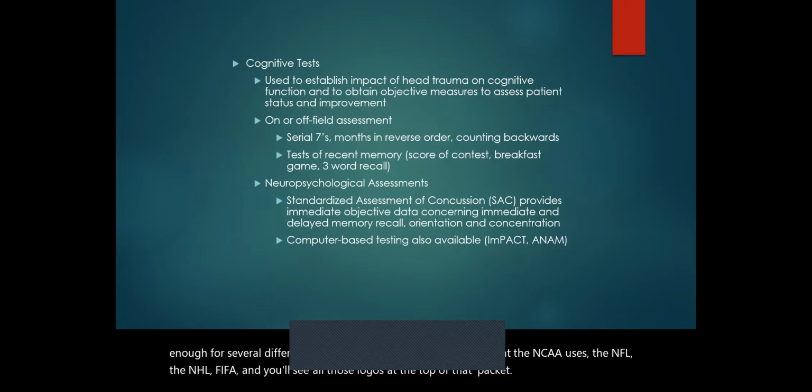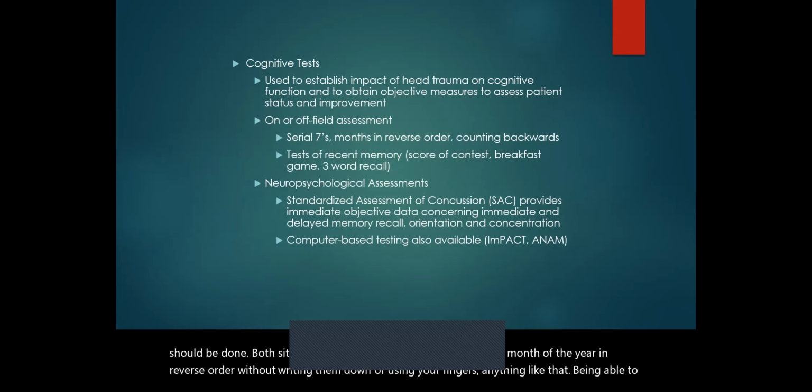Cognitive test, again, being able to really think through what's going on. There's several different ways to do this, and these can be done either on the field or off the field, and actually should be done in both situations. Some are faster than others. So the months of the year in reverse order without writing them down or using your fingers, anything like that, being able to think through a series of the months, something that we should all be able to do.